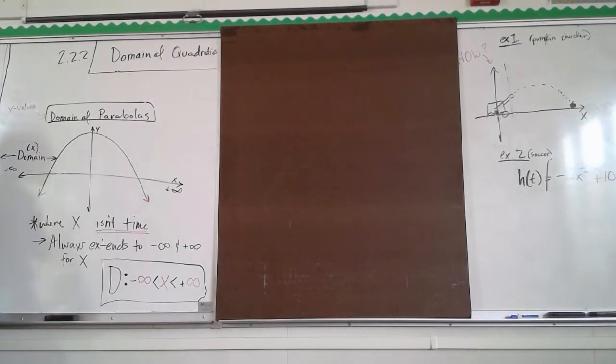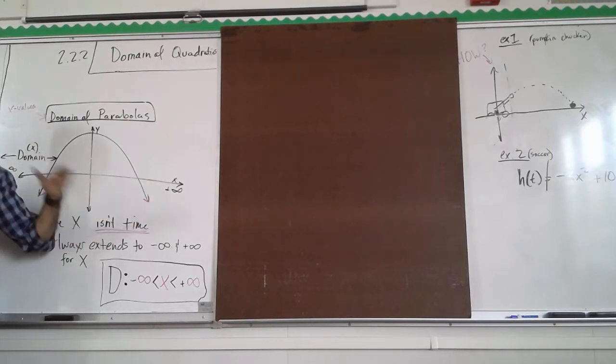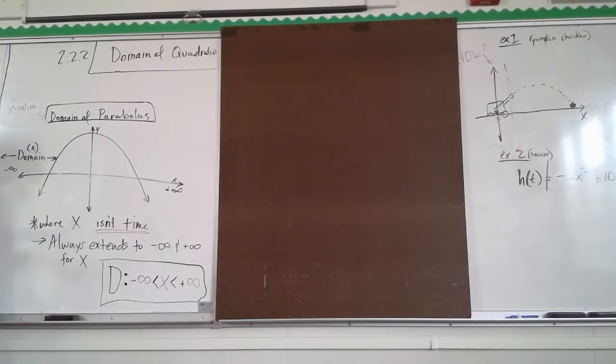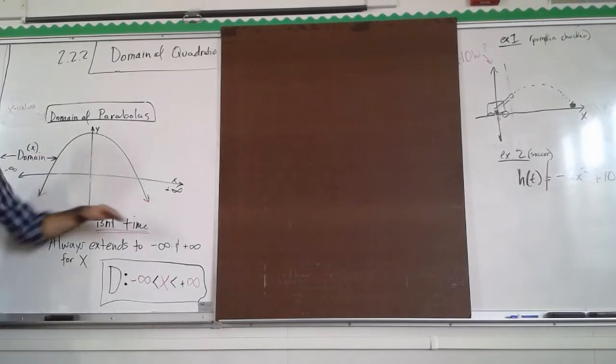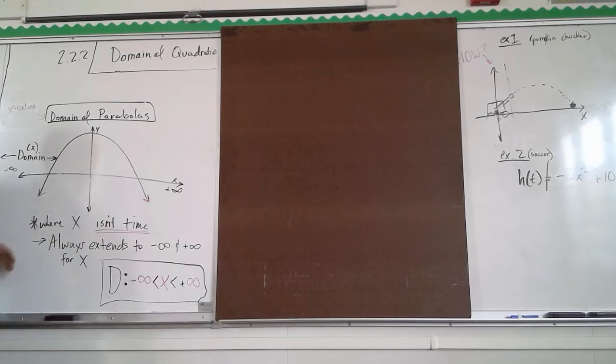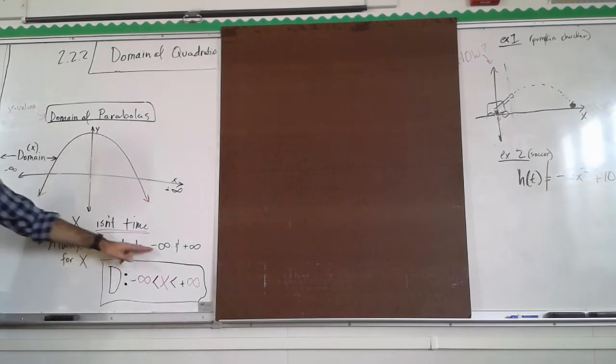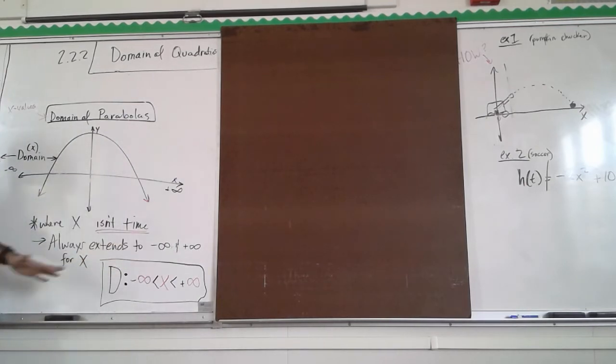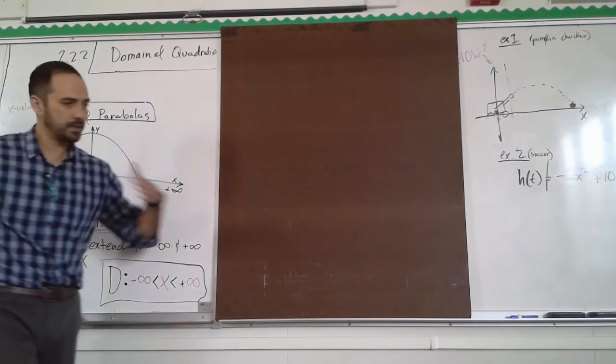So here's the deal with it. Where our values for x along the x-axis, when we're not talking about time, go on forever in both directions and continue to spread out, it always extends to negative infinity and positive infinity for x. It always extends in the negative direction forever and to the positive direction forever.